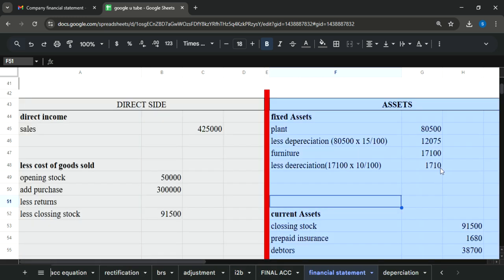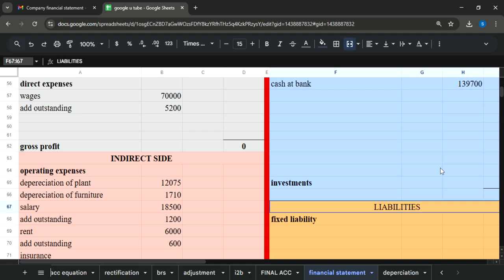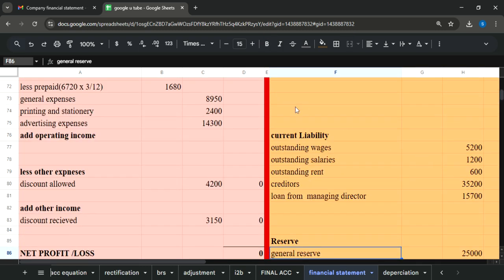After which we have bad debts. Oh, we need to create a space because that was the last thing. So let's pick it and drop it downward just to create the space, and here we will write bad debts.